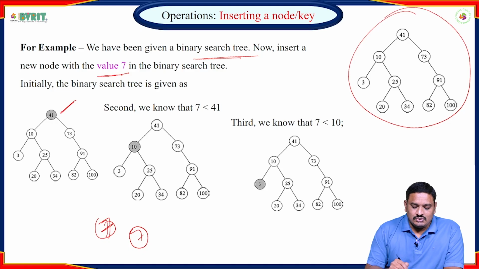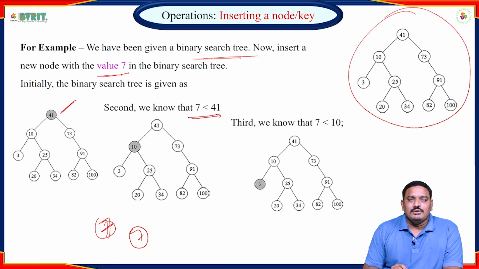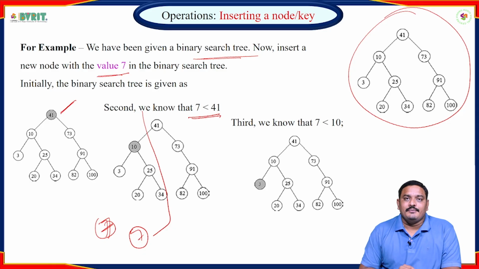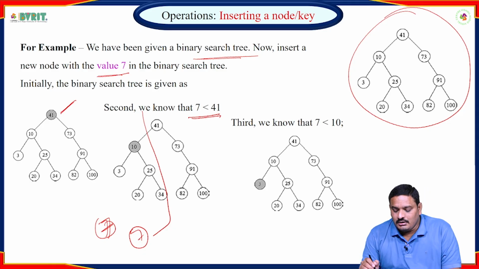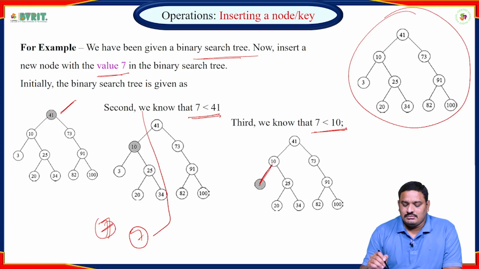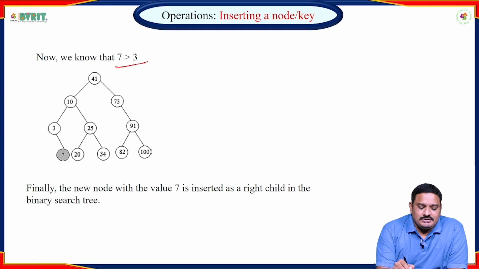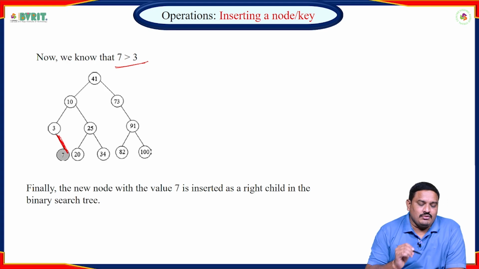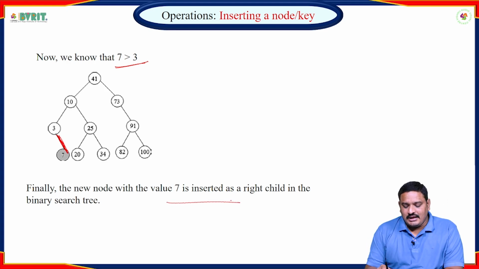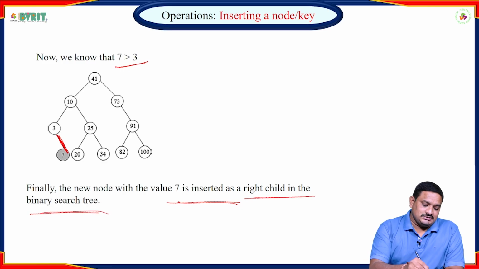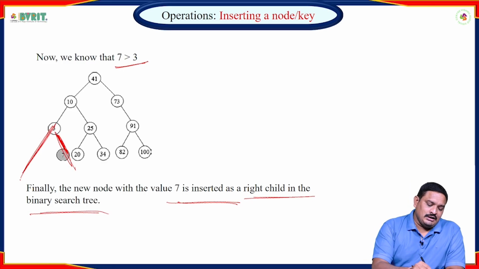So 7 is less than 41, so we go to this side. Third, we know that 7 is less than 10, so go this way. After that, 7 is greater than 3, so the value 7 is inserted here. Finally, the node 7 is inserted as the right child in the binary search tree. This is the right child, and this is the left child.